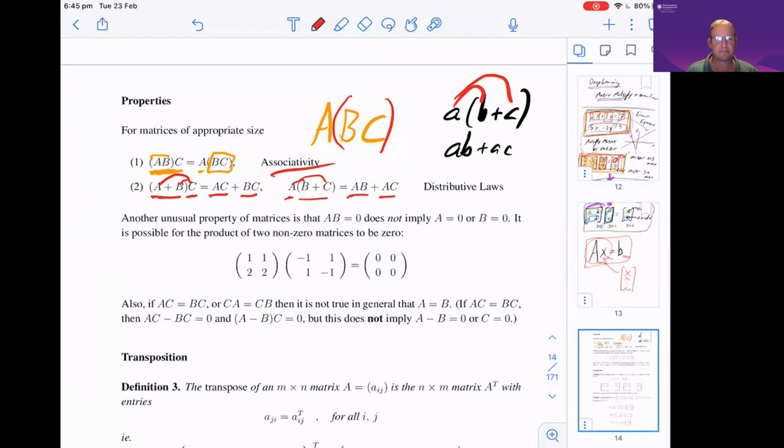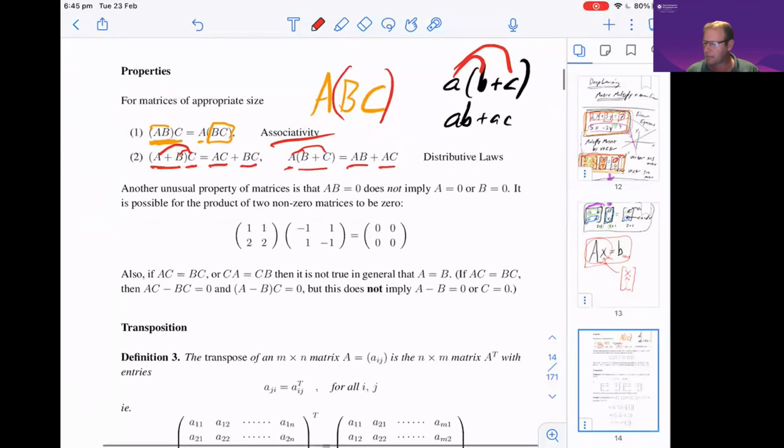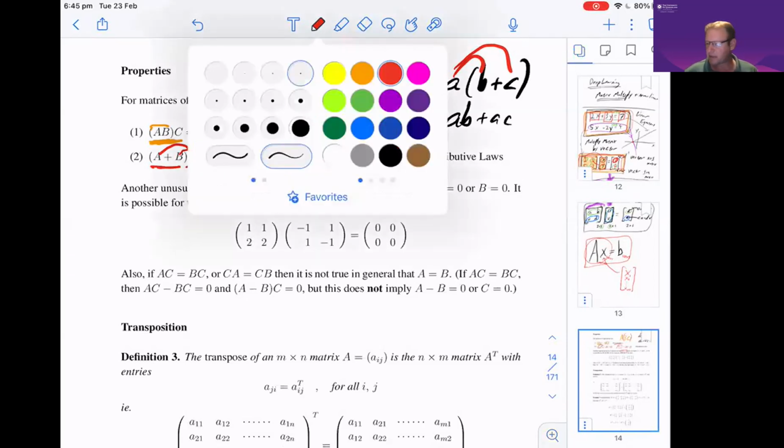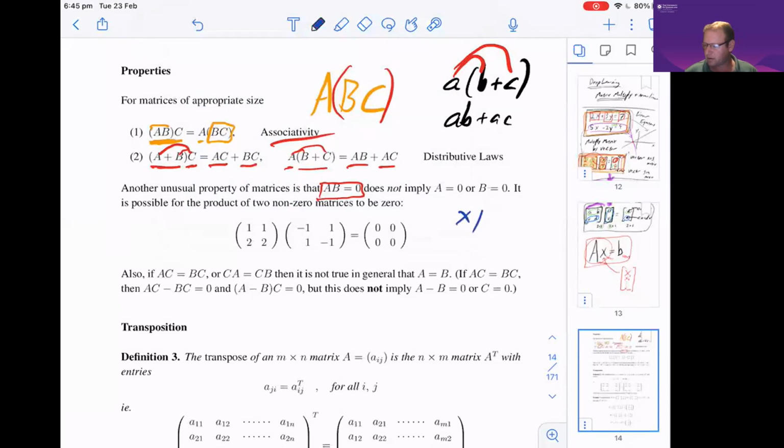Okay. Keep in mind that if the product of two matrices is 0, it doesn't mean that one of them is 0. This is very different than numbers. With real numbers, if you have the scalars x times y, and x times y is 0, then either x is 0 or y is 0, or they're both 0.